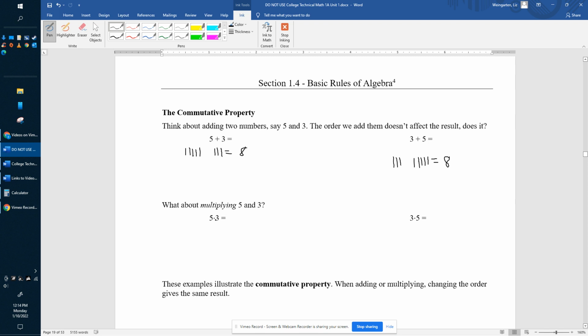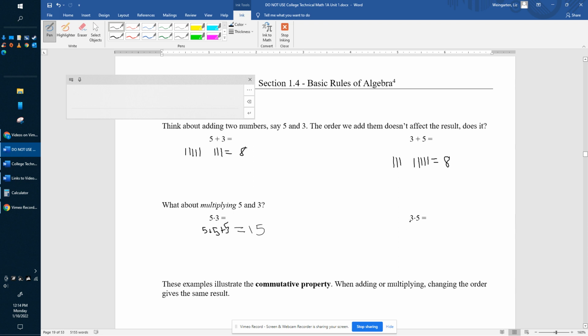Now multiplying 5 and 3. So 5 times 3 is the same thing as saying 5 plus 5 plus 5. So 5 plus 5 plus 5 is 10, plus 5 is 15.